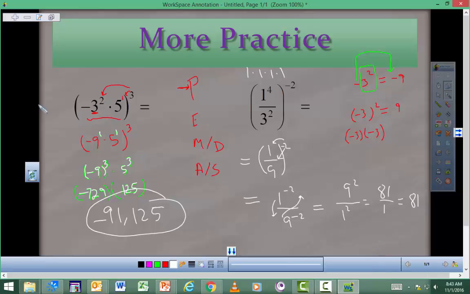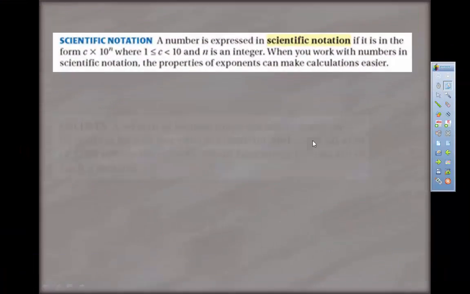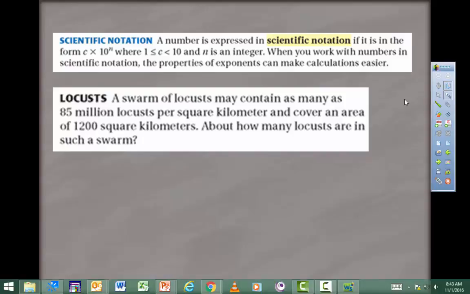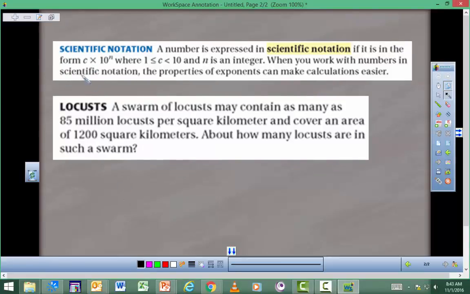Okay, so those are a couple review problems from yesterday. Now let's talk about scientific notation. It says here, a number is expressed in scientific notation if it is in the form C times 10 to the N power, where C is between 1 and 10, and N is an integer. When you work with numbers in scientific notation, the properties of exponents can make calculations easier. Okay, so I'm not sure if it's totally clear up here what they're talking about.